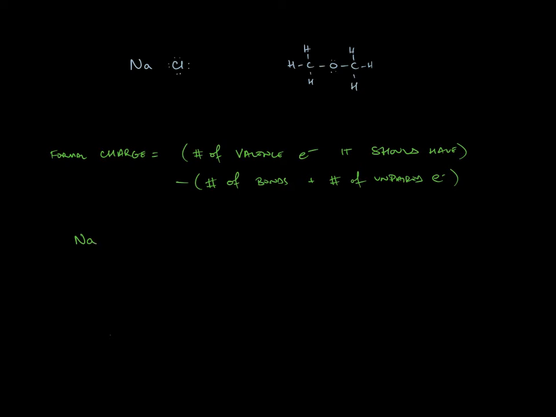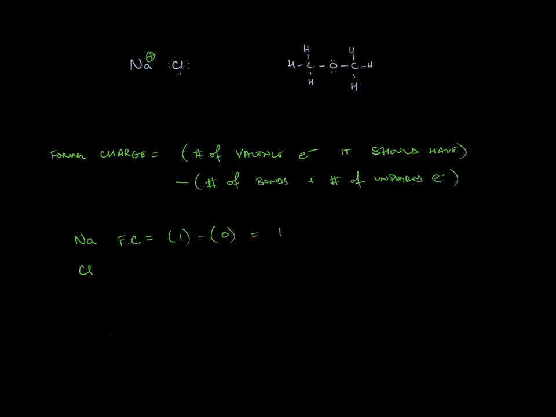So the formal charge for sodium would be equal to the number of valence electrons it should have, and if you look at the periodic table, you would see that that is 1 because it is in column number 1, minus the number of bonds. So it has 0 bonds, and it also has 0 unpaired electrons. So this would be 1 minus 0, which is equal to 1. Therefore, the charge of sodium, way up here by itself, would be a +1, or just a plus.